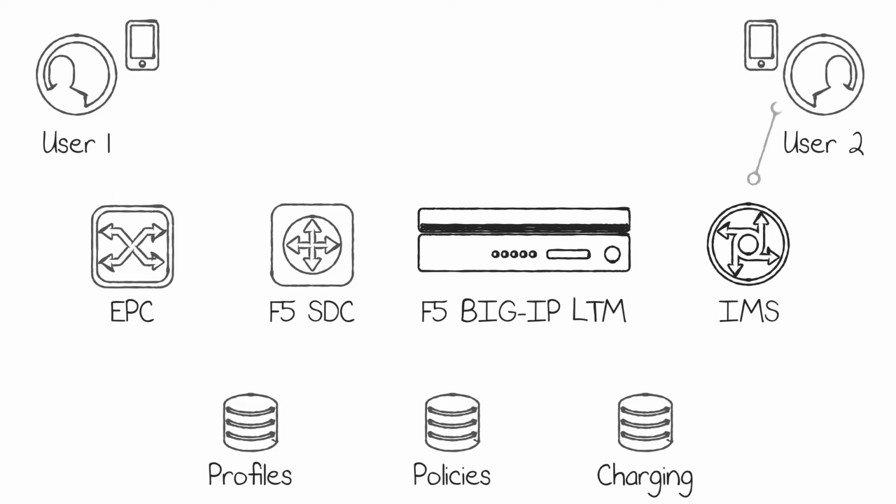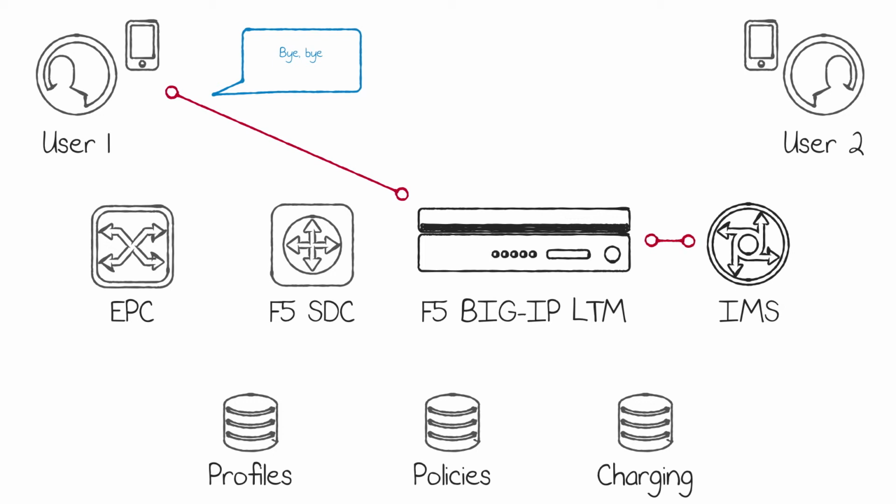The IMS system sends a message to user 2's phone to make it start ringing. User 2 answers the call and sends an answer back to the IMS. The IMS then updates the LTM. The LTM forwards that update to user 1's phone, and the call progresses. User 1 hangs up by pressing the end button. That message goes through the LTM over to the IMS. The IMS forwards that bye message over to user 2, and both sides of the call are disconnected.